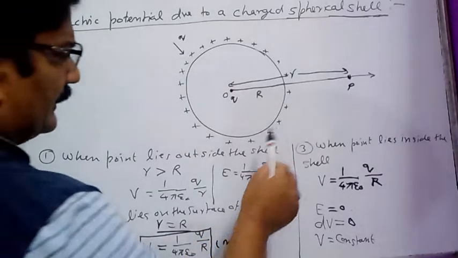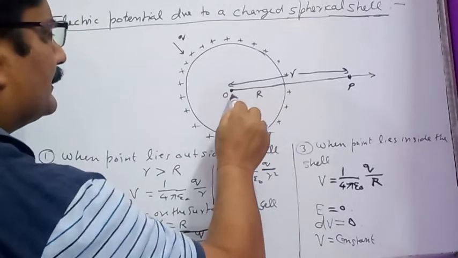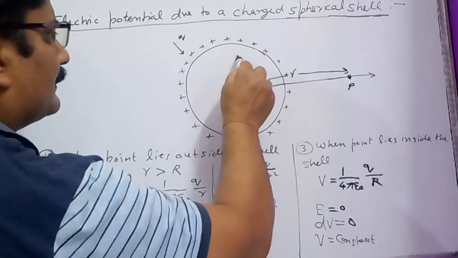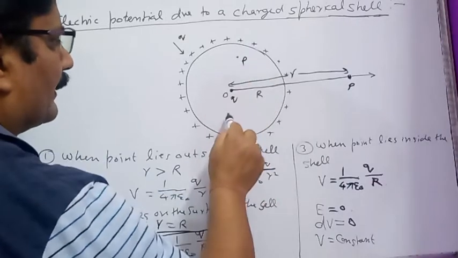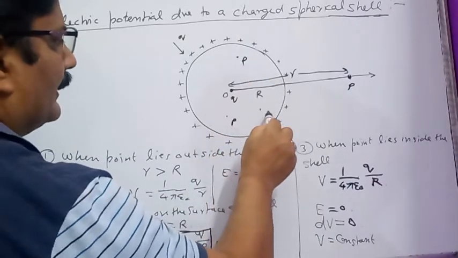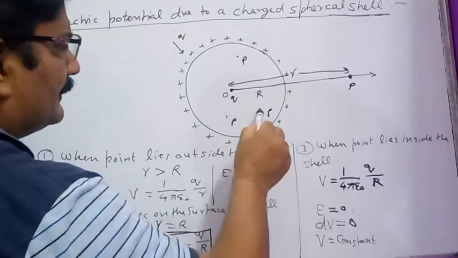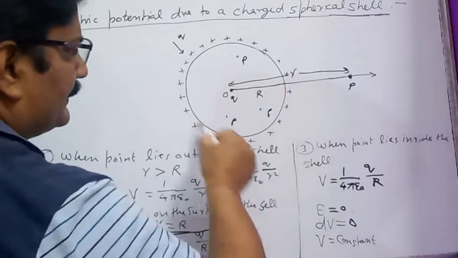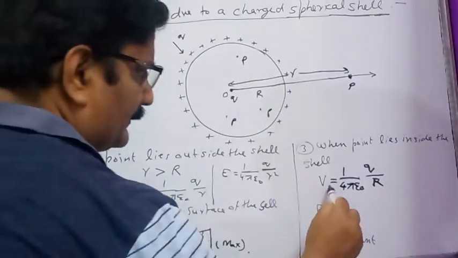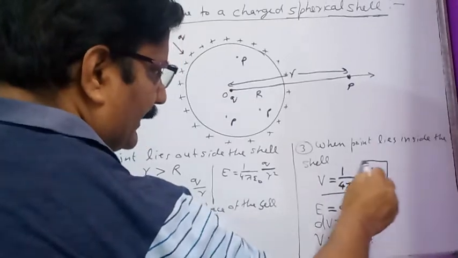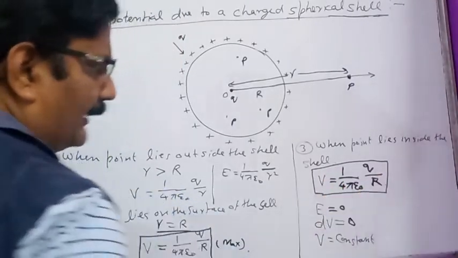But in case 3, what about if the point P is lying inside the spherical cell? Suppose here or here or here, anywhere inside the cell. In that condition, potential going to be same as potential on the surface of the spherical cell, that is V is equal to 1 by 4 pi epsilon naught Q divided by R.